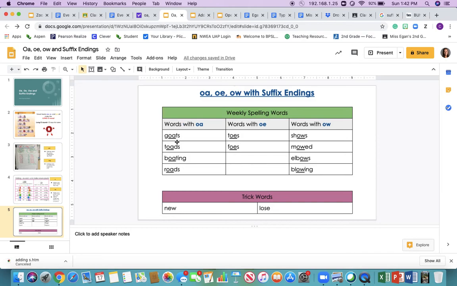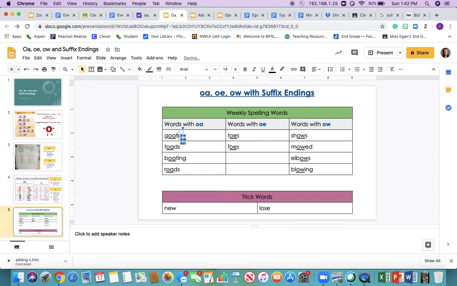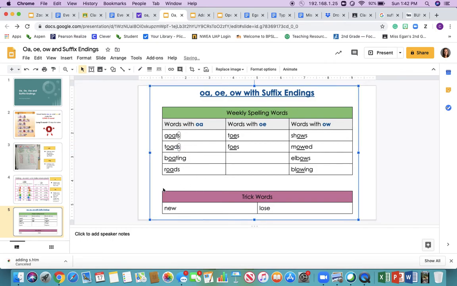All right, before we go, I just want to remind you that all of these words have a base word and a suffix. So if we were in foundations, we would underline these base words and circle the suffix, right? So we would underline goats and we would circle S, okay? That the suffix is S. The suffix in toads is also S. So we would underline the base word toad and we would circle the suffix S, okay?